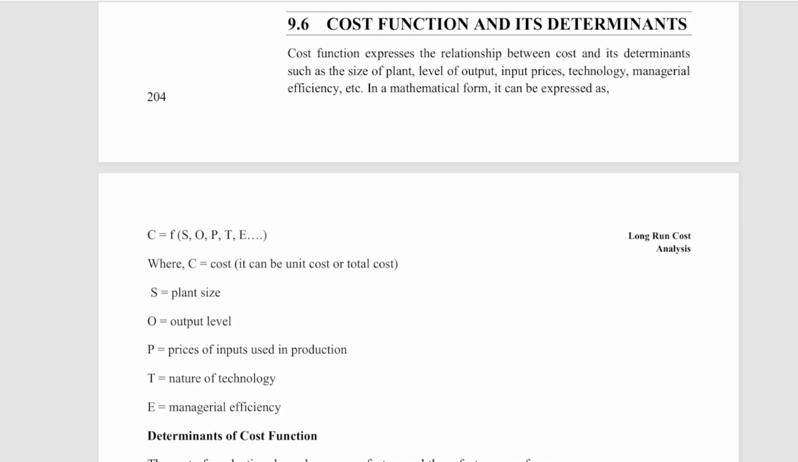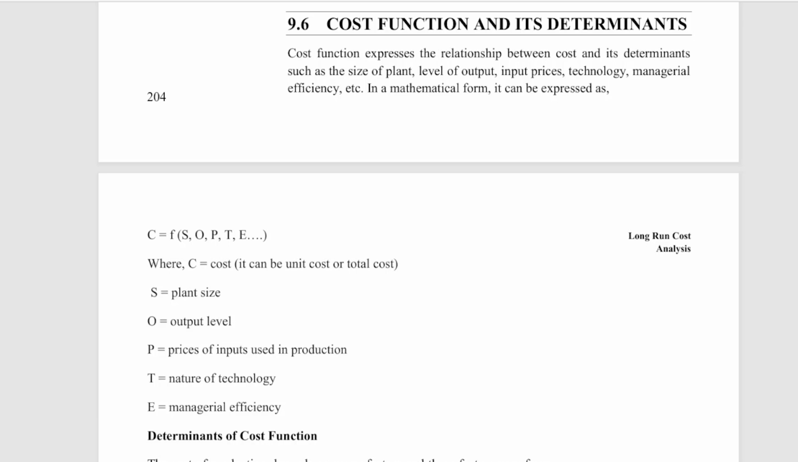In today's session, we will start with Unit 9, subsection 6 of MMPC 010, that is cost function and its determinants. So, cost function expresses the relationship between cost and its determinants, such as the size of plant, level of output, input prices, technology, managerial efficiency, etc.